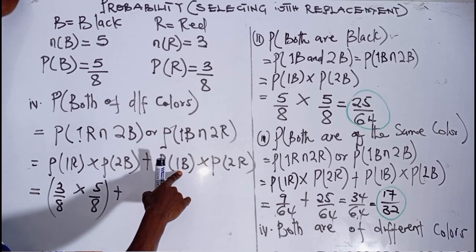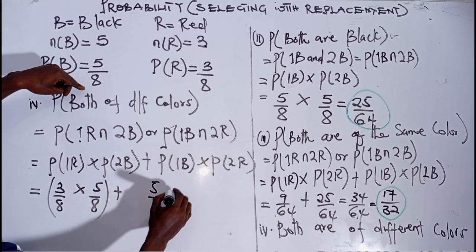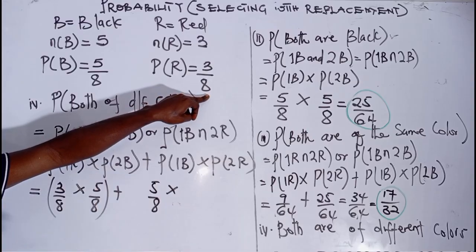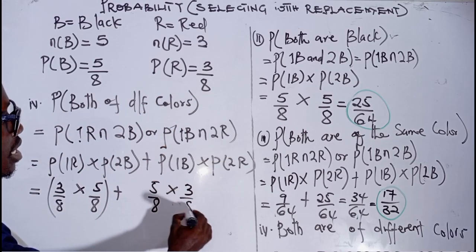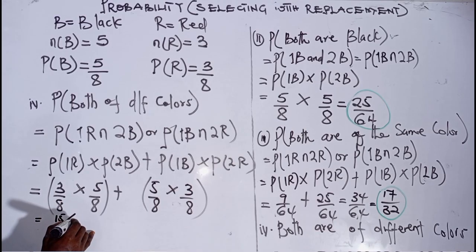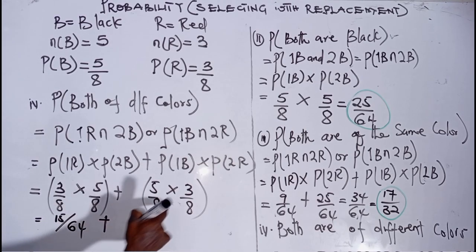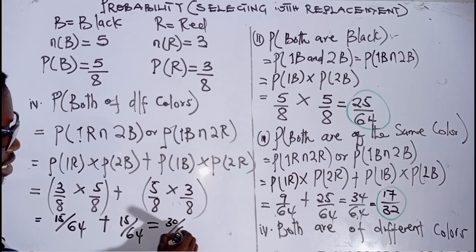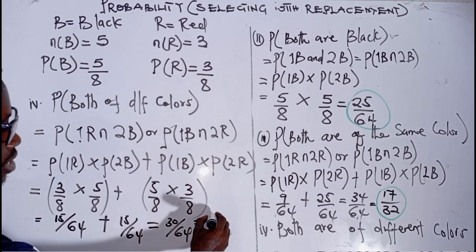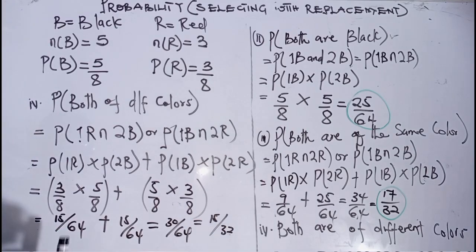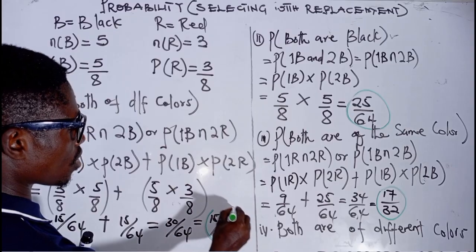Good. And then we have the first one is black. We have 5 over 8. And then the second one is red. Since we are replacing it, the number of balls in the box will still be 8. So we have 3 all over 8. So this is giving us 15 all over 64. Then we have plus, it is also giving us 15 all over 64. When you add them together, you are going to get 30 all over 64. And then when you break it down, you have 15 all over 32. So the probability that both are of different colors is 15 all over 32.